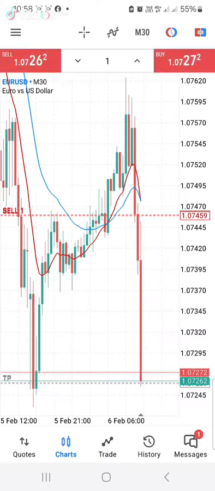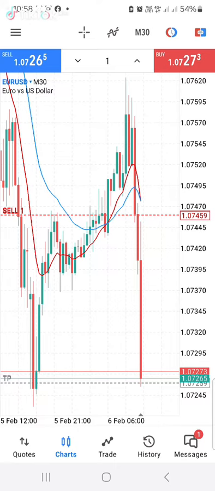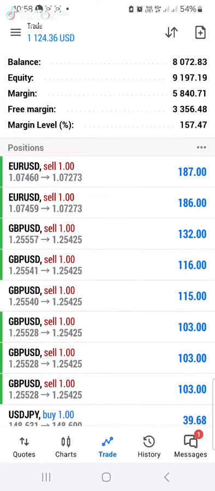See, take profit is about to hit. Take profit is about to hit. This is Euro USDT.